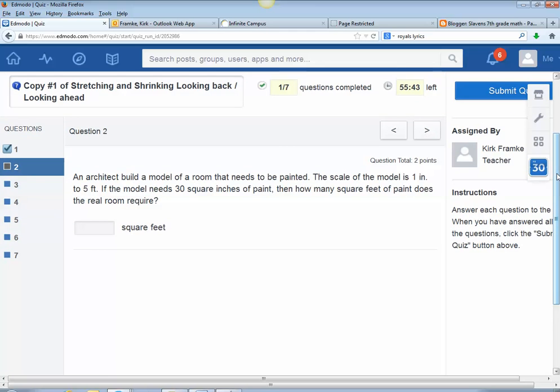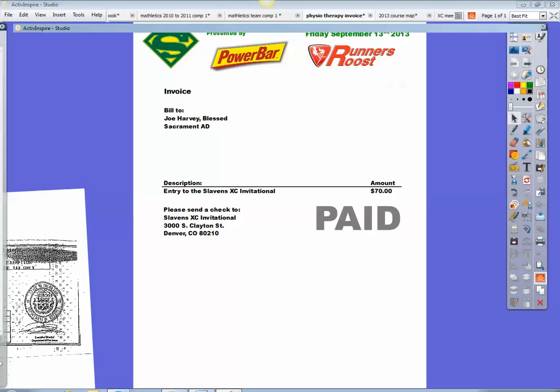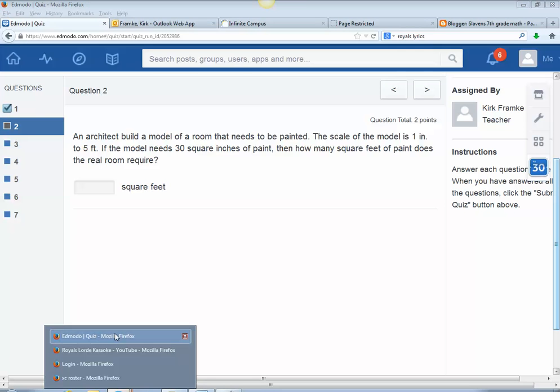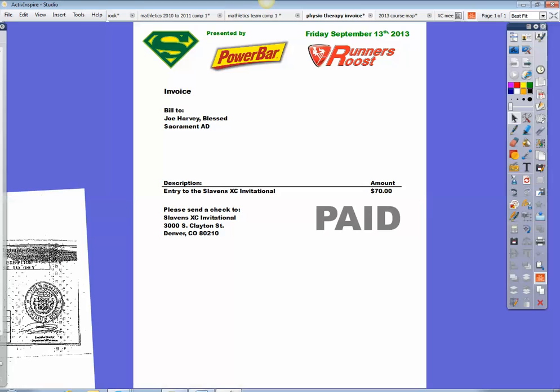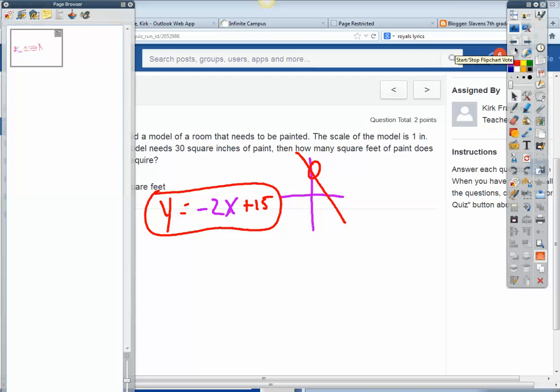Now I have to go back to my Promethean software to be able to write on the board, so I'm going to do that really quick. All right, here we go. Everyone can see the invoice. Excellent. So here we go.